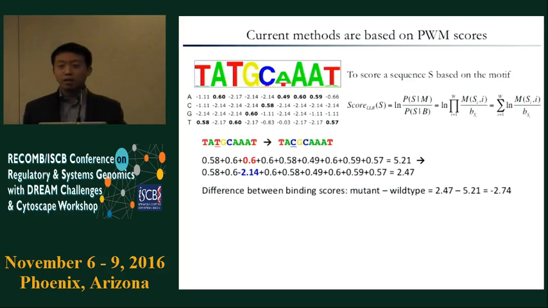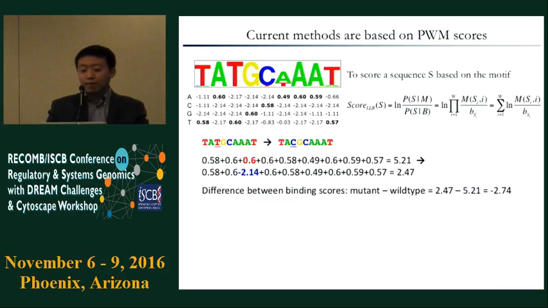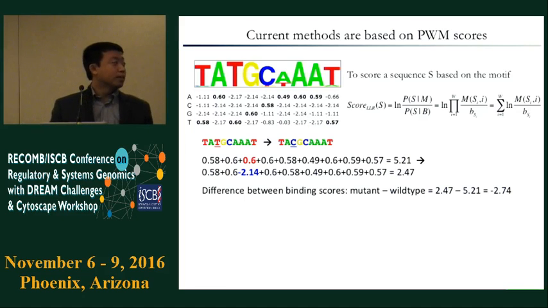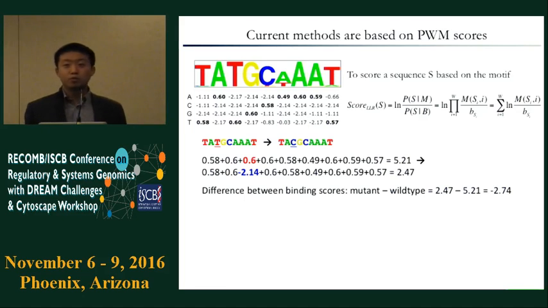So there are some current methods that try to predict the binding change due to SNVs. Most of these methods are based on PWM, which is position weight matrix. They are just the matrix behind these very popular motif logos. Basically, given a PWM, we can score a sequence, and if we want to study the difference between two sequences, we can simply take the difference between the two scores.